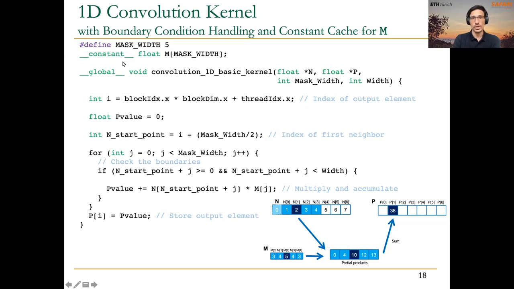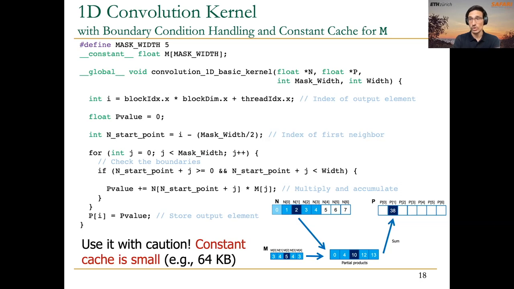The only thing to take into account is that we have to use it with caution because the constant cache is small. It's around 64 kilobytes. So we cannot expect to store very large input arrays there, even if they are going to be constant. There are other ways of dealing with such large arrays, for example, using the texture memory if we really want to make sure that it's cached in order to take advantage of data reuse from the input array.